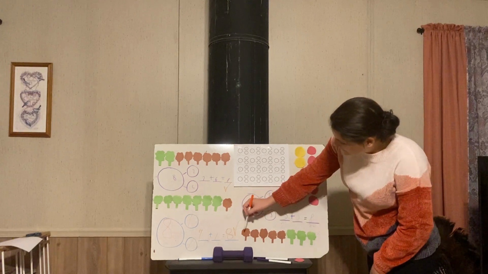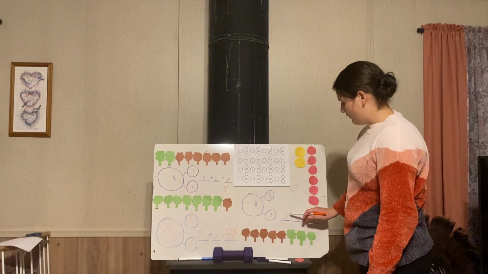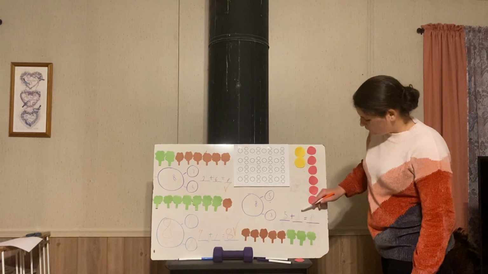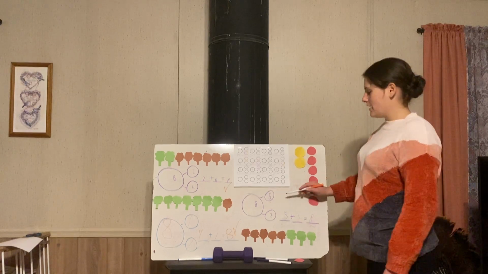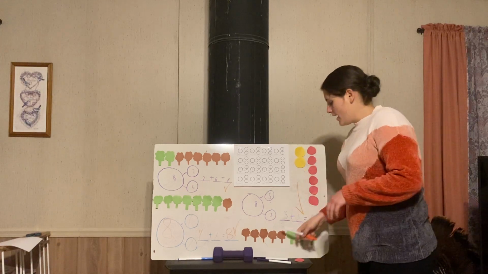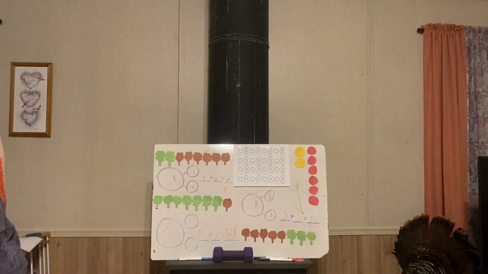How many brown trees? 1, 2, 3, 4, 5. We have 5. Good job. And how many here? 1, 2, 3. 3. So 5 plus 3 equals 8. And our number bond is correct. 100%. Good job, guys. Now I'm going to pass out our papers and we will do those.